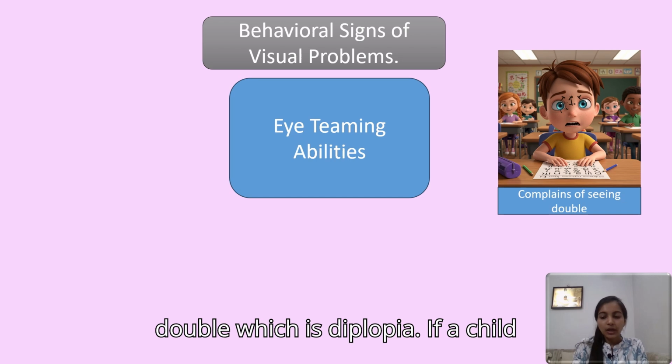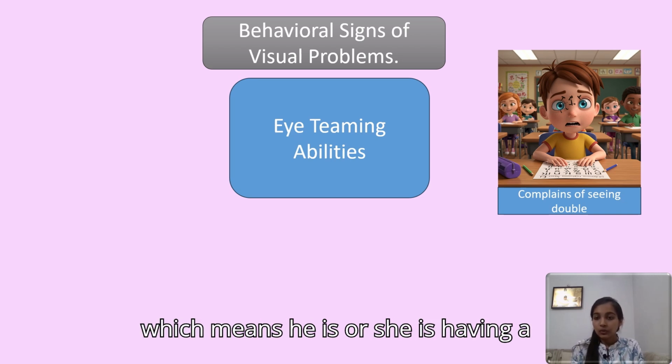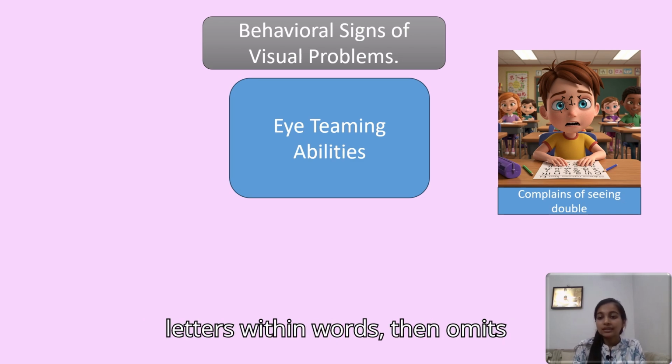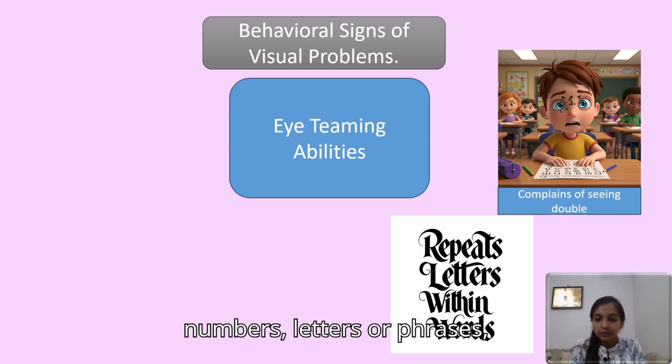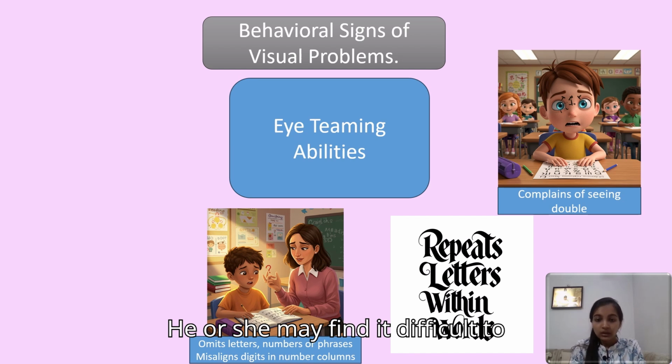Now let's talk about eye-teaming abilities. First one is complains of seeing double, which is diplopia. If a child sees letters, numbers or phrases double, which means he or she is having a kind of visual impairment. Then repeats letters within words, then omits numbers, letters or phrases, misaligns digits in number or column.